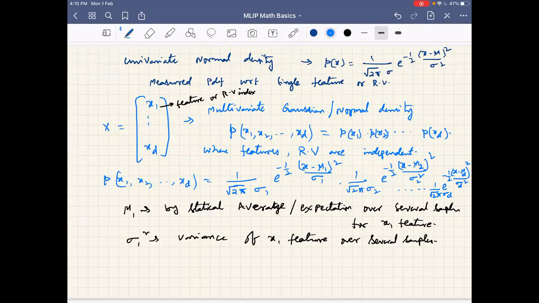The answer is yes, because this is measured with respect to random variable x1 only. Please note that x1 is only a feature or a single random variable. x1 to xd are all different random variables. x1, x2 and xd are d random variables. So we have d features in general in our application, but these are d random variables.